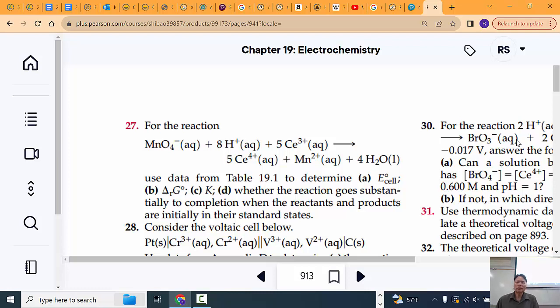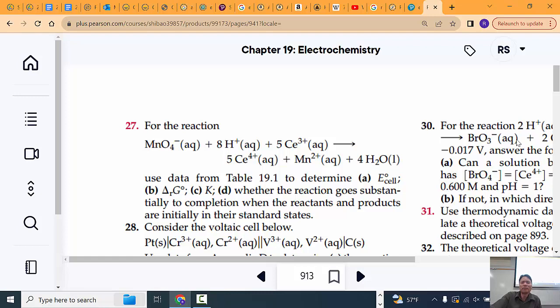Well, who did it take the electrons from? It took it from cerium. And so if we look at cerium, it's +3 going to +4. So each cerium lost 1 electron, but we have 5 of them. And so 5 times 1 gives us 5. So those are 5 electrons lost from 5 ceriums total. And so in this particular reaction, we have 5 moles of electrons transferred.